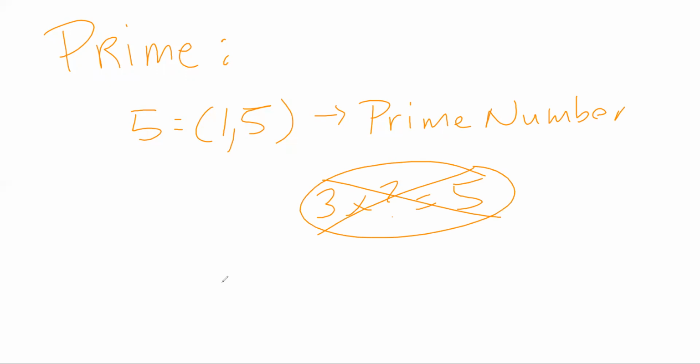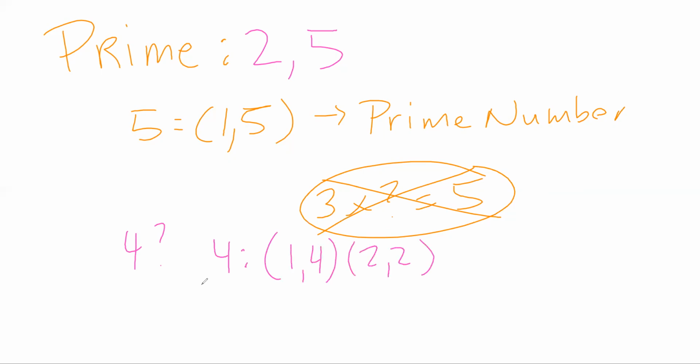So that works, right? So far, if we think about our collection, we have 2 and 5 as examples of prime numbers. Can we think of some other ones out there? What about 4? Well, let's see. With 4, I can multiply 1 times 4, and I can multiply 2 times 2. So is 4 a prime number?